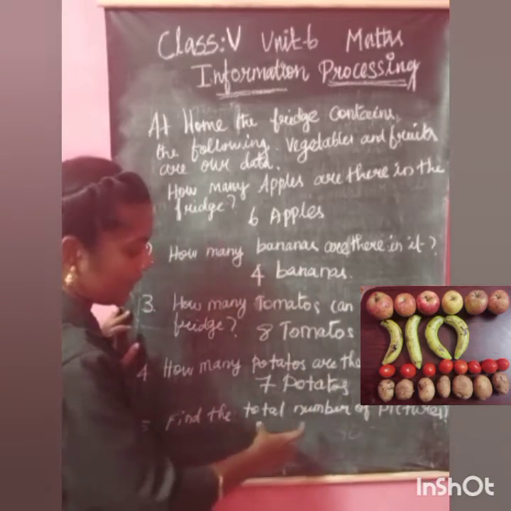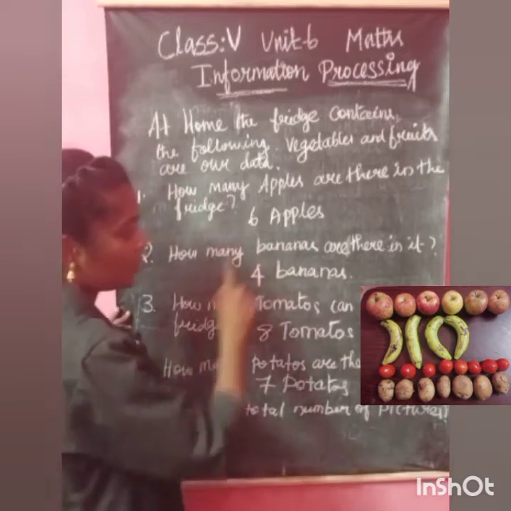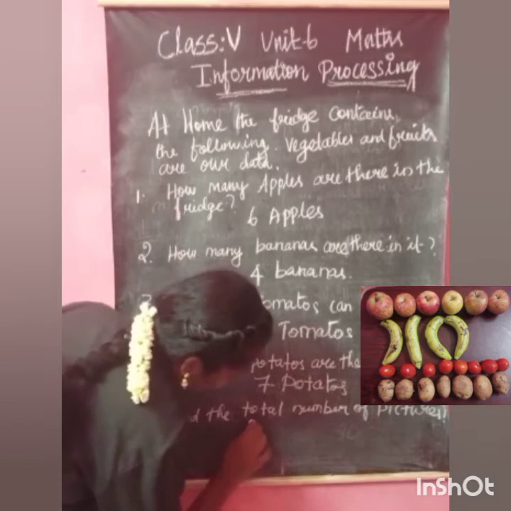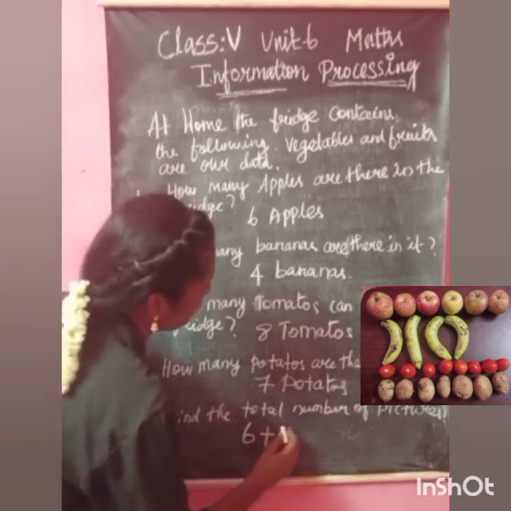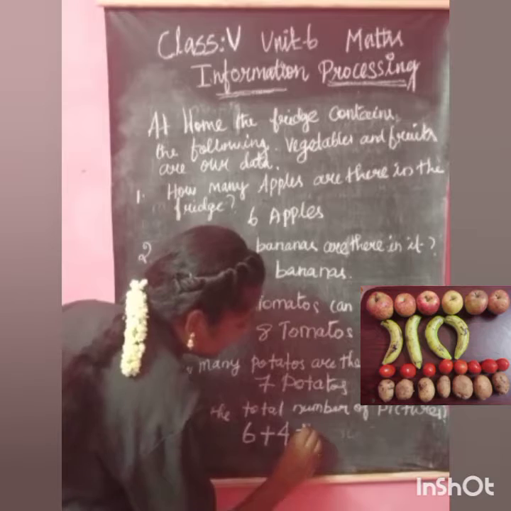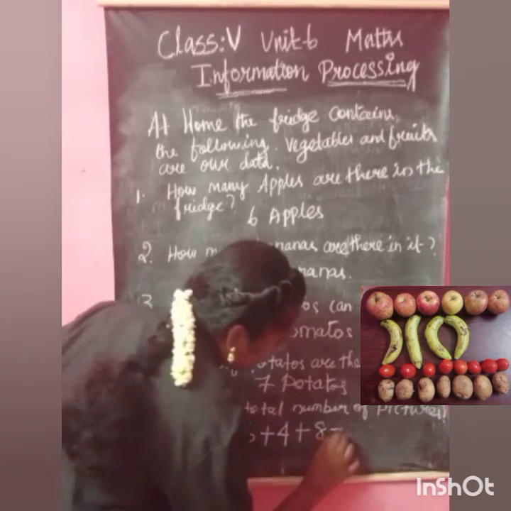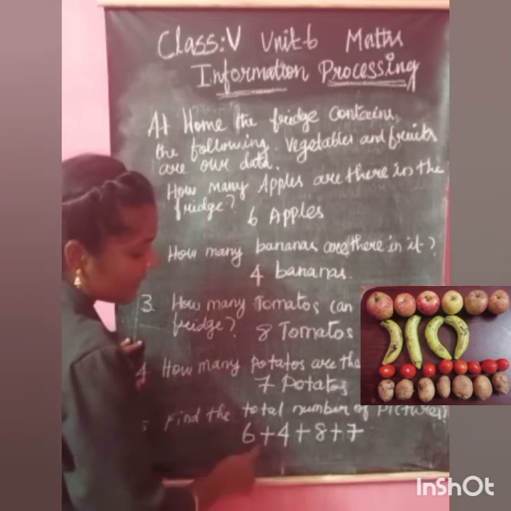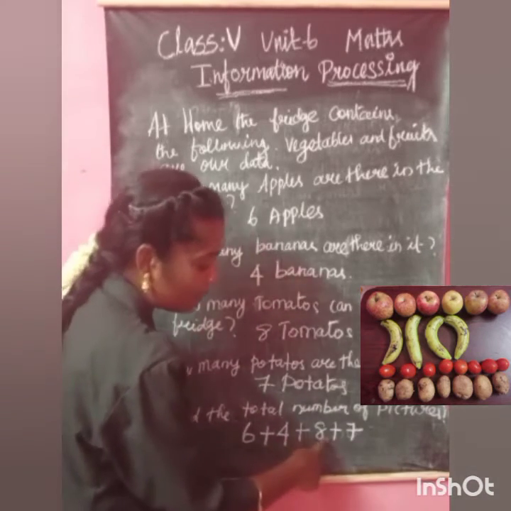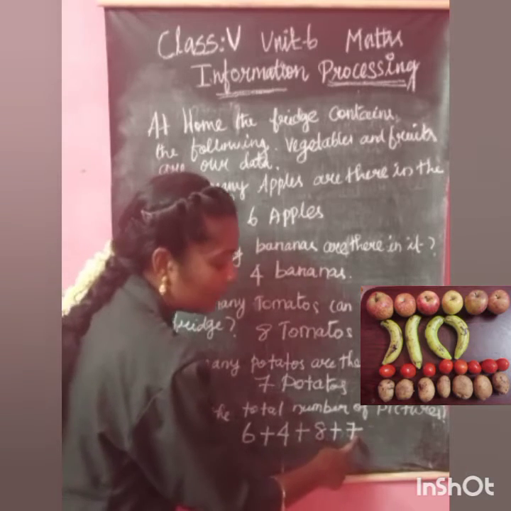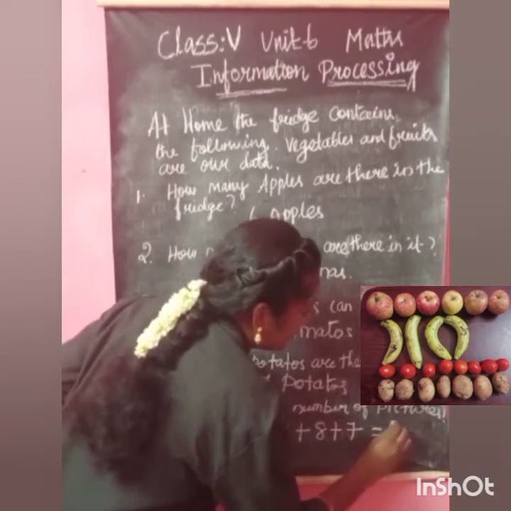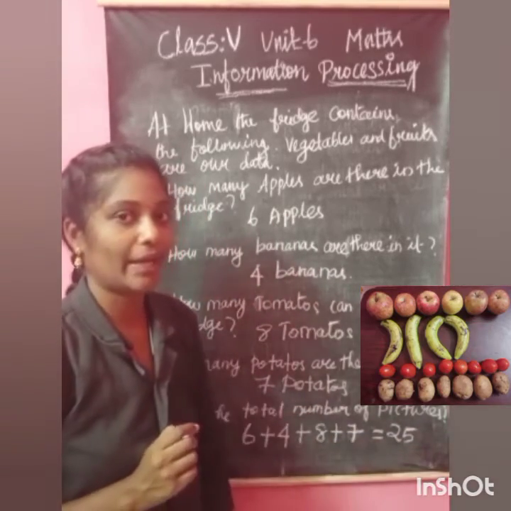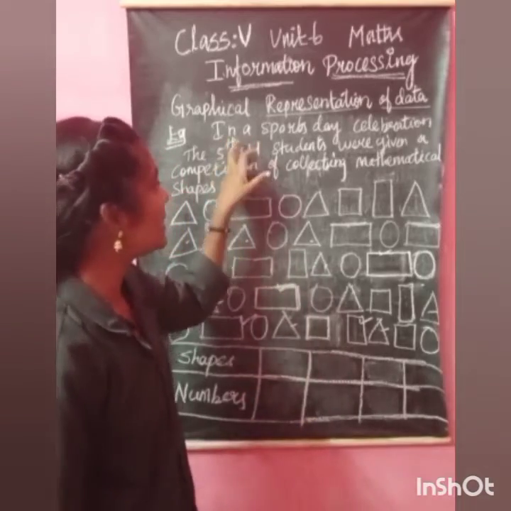Next, find the total number of pictures. So find the total number. So first, how many apples? So 6 apples plus 4 bananas plus 8 tomatoes plus 7 potatoes. Now add, children. 6 plus 4, 10. 10 plus 8, 18. 18 plus 7, 25. Therefore, the total number of pictures is 25.